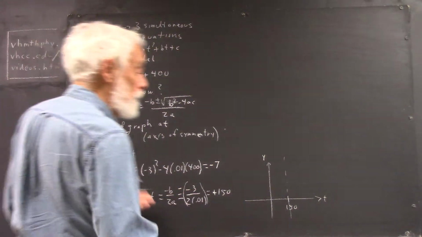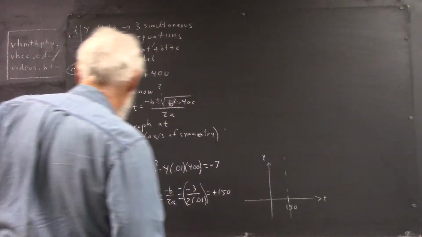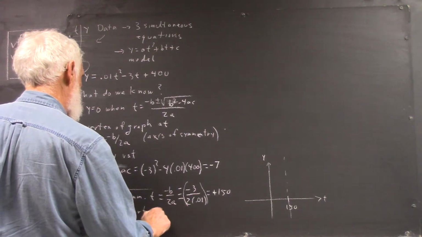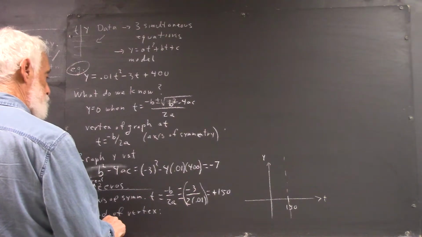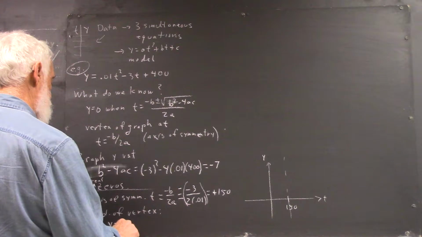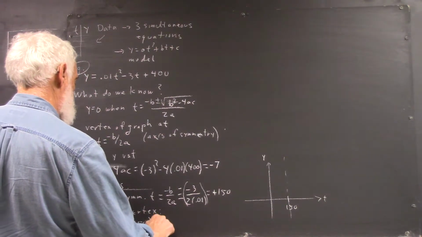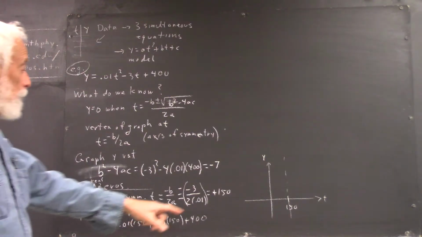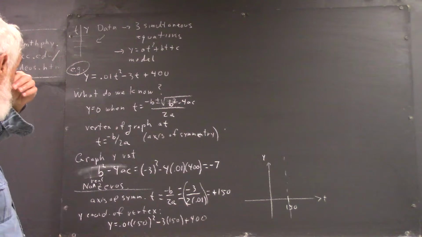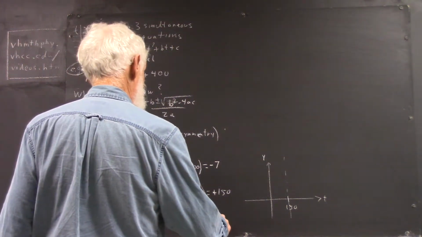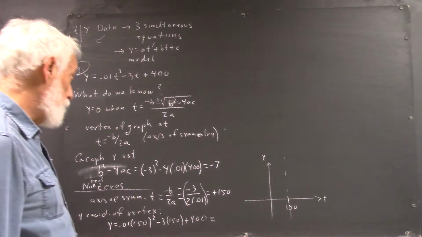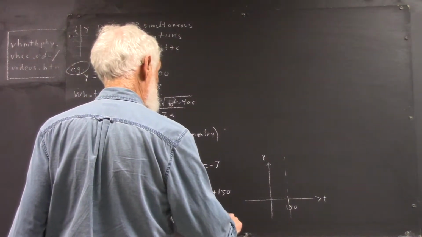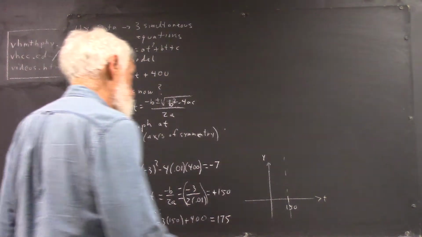Okay? So to find the vertex, the graph is going to lie on the axis of symmetry. All I've done is I've plugged the t-value into the equation of the function. I get this. 150 squared is 22,500. 0.01 times that's 225. It's going to be minus 450, but plus 400. So it's going to be, I think, 175. Now you have to check my arithmetic on this, because I'm not being all that careful. I haven't figured these out in advance.